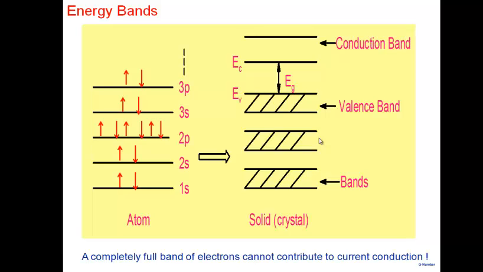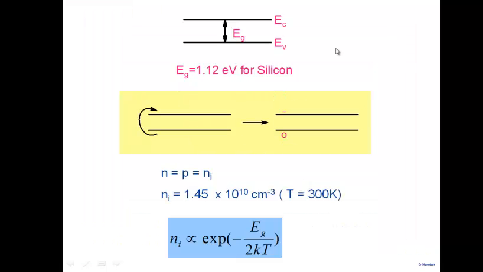The bands that are of interest in semiconductors are the topmost filled band, which we call the valence band, and the band right after that, which is completely empty, called the conduction band. These are the two bands that are of interest to us. We denote them by these two levels here, EV and EC. EV denotes the top of the valence band, and EC denotes the bottom of the conduction band. The separation between the two is what we call the band gap, and for silicon, the band gap is 1.12 electron volts. So that's the picture at 0 degrees Kelvin.